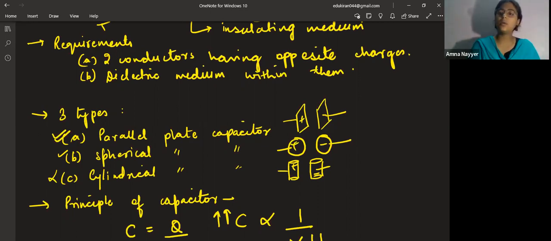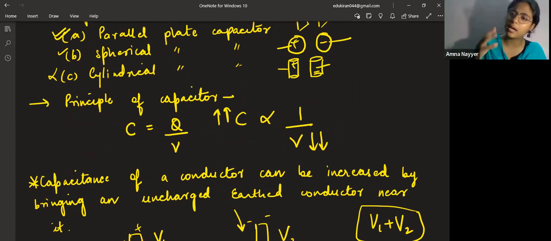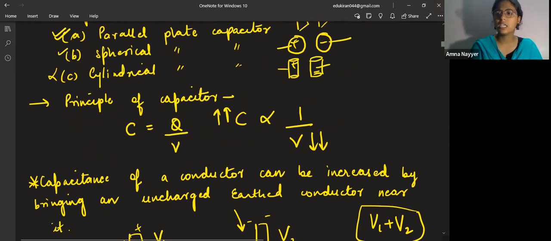All right. Then you have principles of capacitor. This simply says that wherever you decrease the potential, somehow capacitance will increase. And how can you decrease the potential? By earthing it, bringing uncharged earthed conductor near it. Fine, this is not so very important.